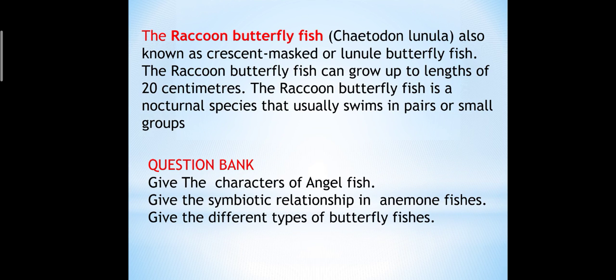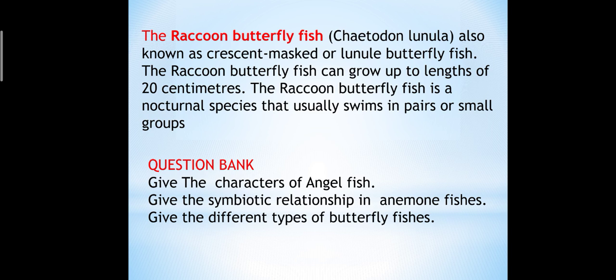Then raccoon butterfly fish, also known as crescent-masked or lunula butterfly fish. The raccoon butterfly fish can grow up to a length of 20 centimeters. It is a nocturnal species that usually swims in pairs or in small groups. So these are the different types of butterfly fish.